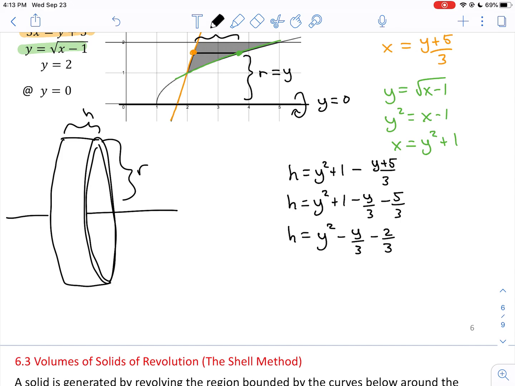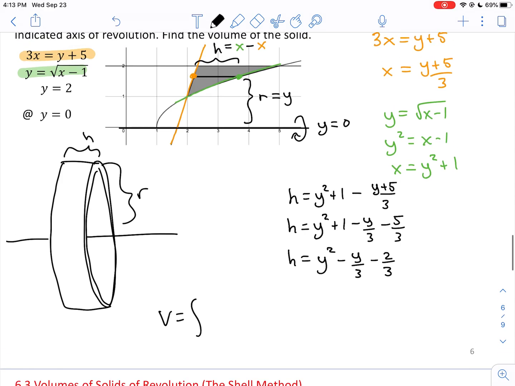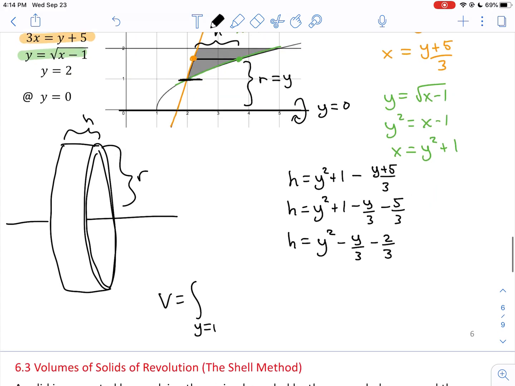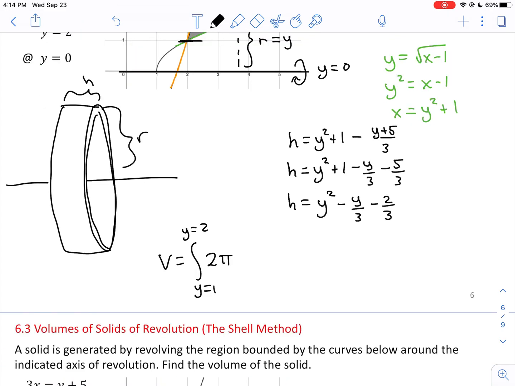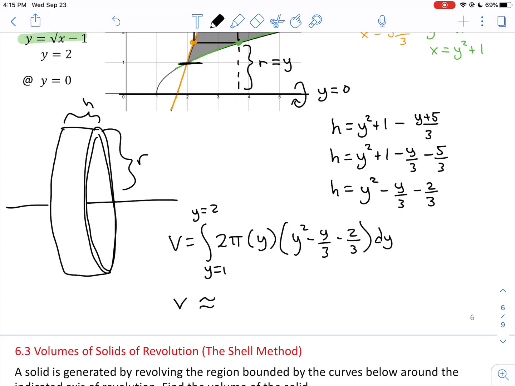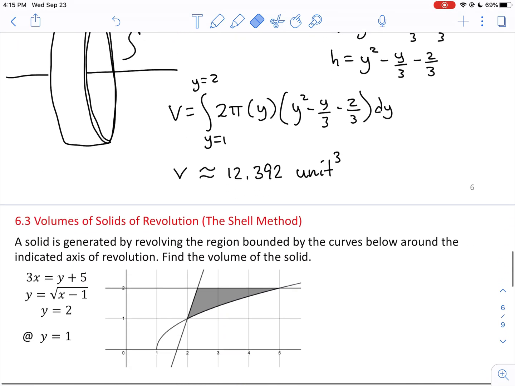And now we're ready to do the volume. Everything's going to be in terms of y. So horizontal strips, the lowest horizontal strip is where the bottom of the shaded region is, so y equals 1. And then the highest strip will be up here at y equals 2. We do 2 pi times the radius. Well, the radius of revolution is just y, times the height. And the height is this y squared minus y thirds minus 2 thirds. Don't forget the dy. The volume is approximately equal to 12.392 cubic units. Let's do the next example.